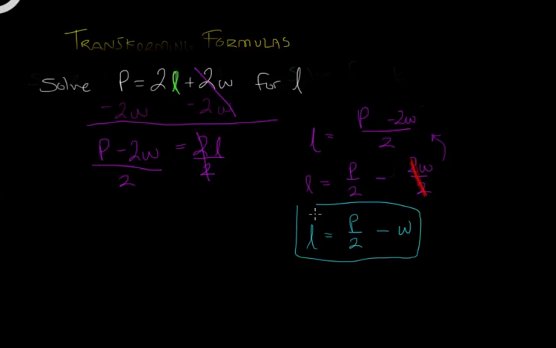L is by itself, so I solve for L. And I've got P over 2 minus W, and that doesn't look like anything simplifies over there. So I think I am done with that one. All right, let's do another one.